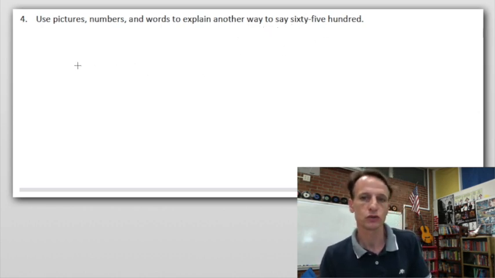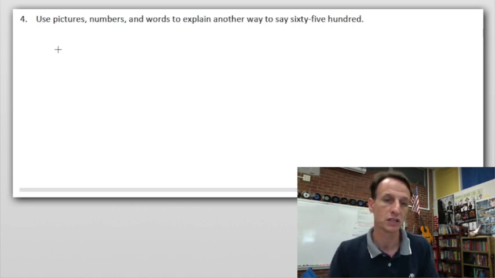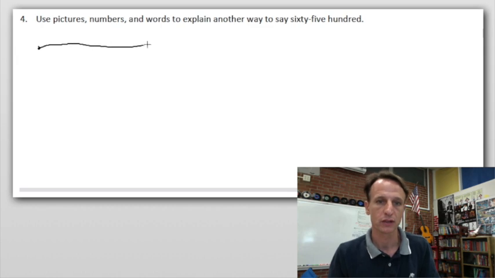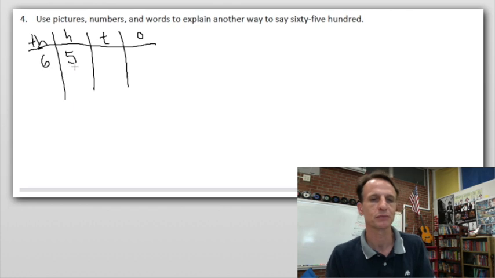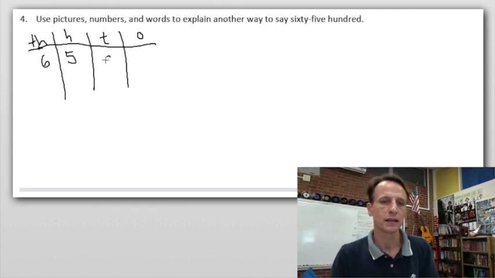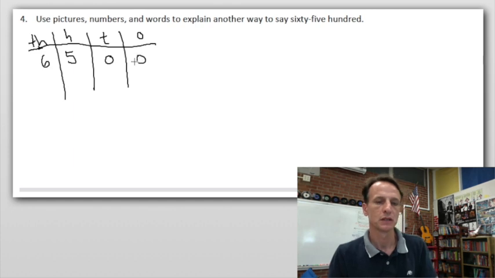Use pictures, numbers, and words to explain another way to say 6,500. Okay, so let's do a picture for 6,500. It seems like an easy way to do that is our happy little place value chart. And because we're just drawing a picture, we've already done this chart several times, we can take a little shortcut. This is ones, tens, hundreds, thousands. So how many thousands do we have? Well, we have 6,500. So I'm going to write 65, and now I'm in the hundreds place. You see how that works? And adding in the zeros here, well, there we go.